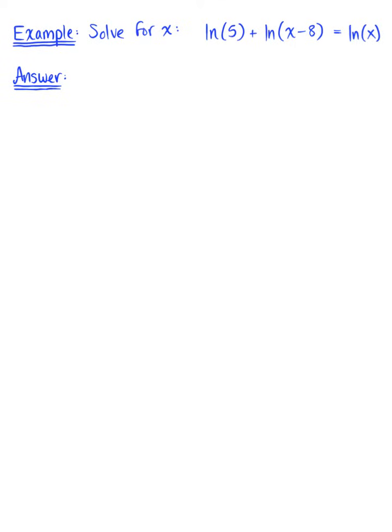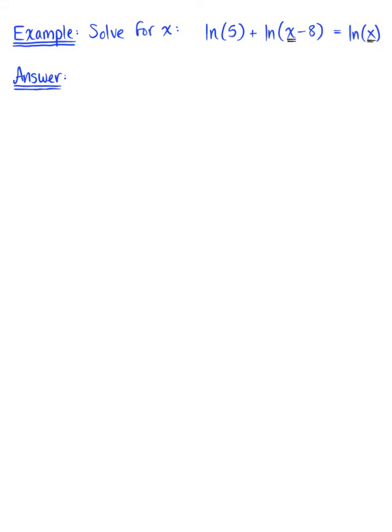Solve for x. And here we have the equation, the natural log of 5 plus the natural log of x minus 8 equals the natural log of x. So in order to solve for x here, we need to remove the logarithms, right? Because we can see that x is trapped within the arguments of these logarithms. So how are we going to do that?